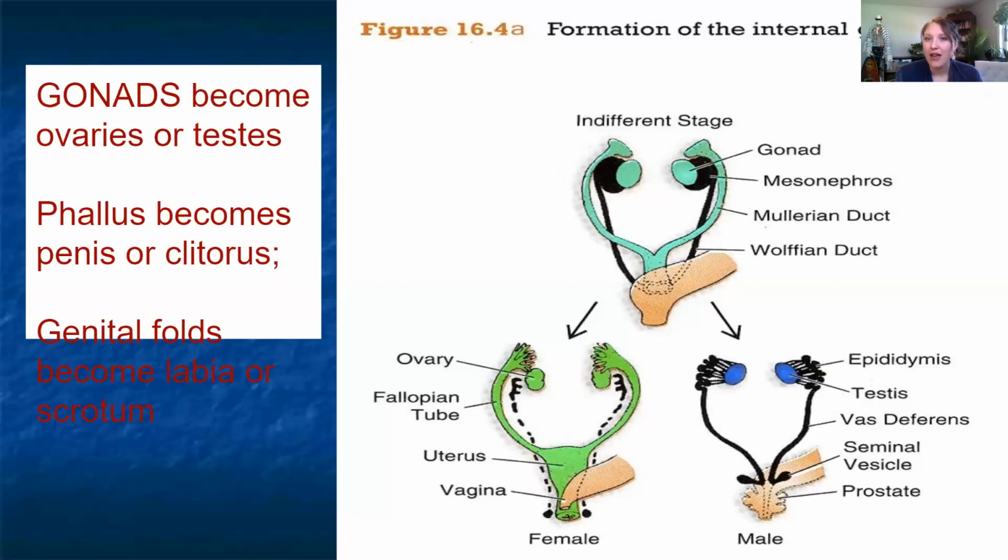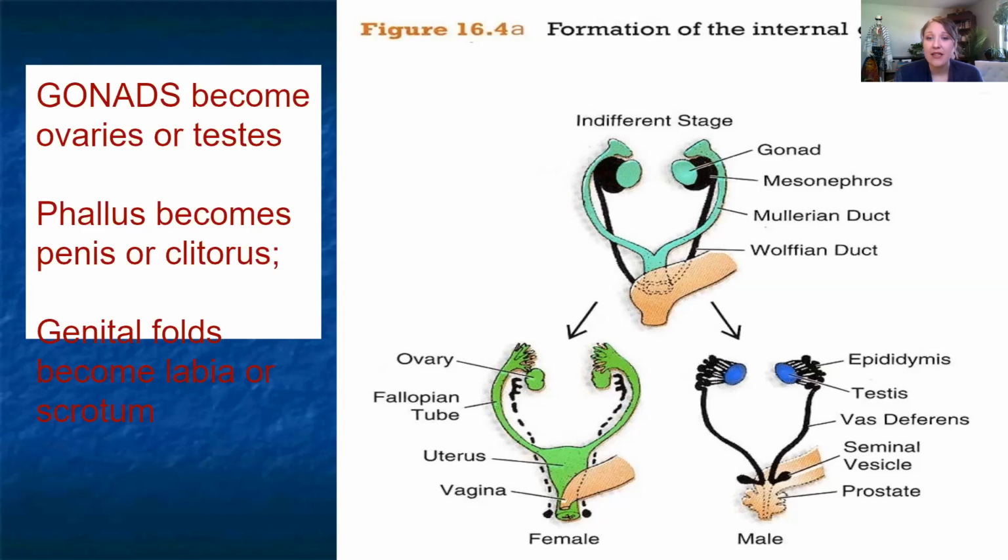If, however, during that indifferent stage, the SRY gene is present, the Mullerian duct will actually disintegrate and go away, and the Wolffian duct will start to develop. The Wolffian duct, if you look in the bottom right-hand corner, would eventually become the vas deferens. All of this is to say that early on in development, we have both male and female precursor genitalia, but it really has to do with the influence of specific genes on our chromosomes that will determine the later development of those gonads and of all of those anatomical features.